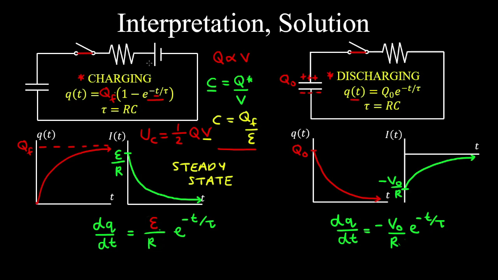So recall when we had the battery, the conventional current was anti-clockwise, and when we don't have a battery, the conventional current goes in the opposite direction. So effectively, the amount of charge on the capacitor, the potential difference across the capacitor, and also the current in the circuit all decrease until a steady state is reached.